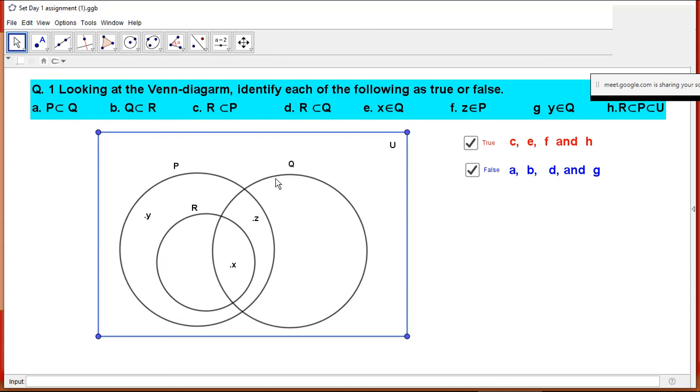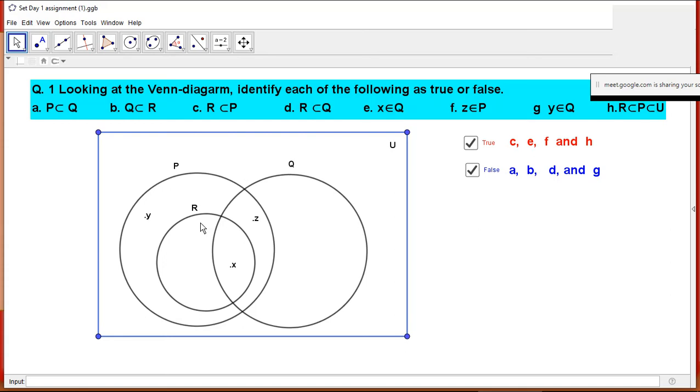Similarly, D: R is a subset of Q. That is not true because all the elements of R are not contained in Q, or all the areas shown in the Venn diagram are not within Q. The set R is not within set Q. We can explain it in that way.